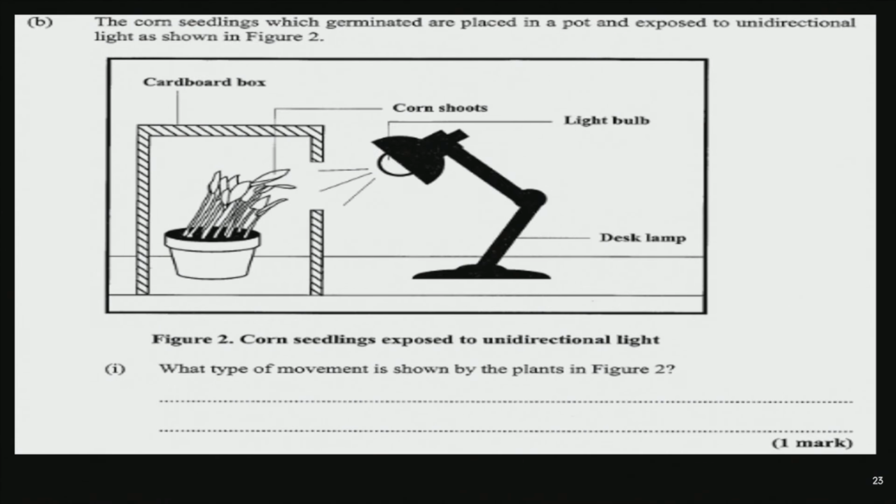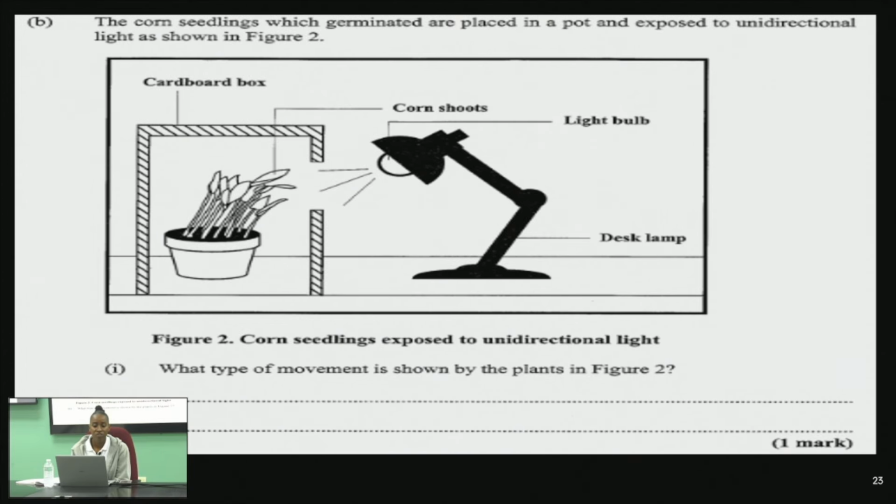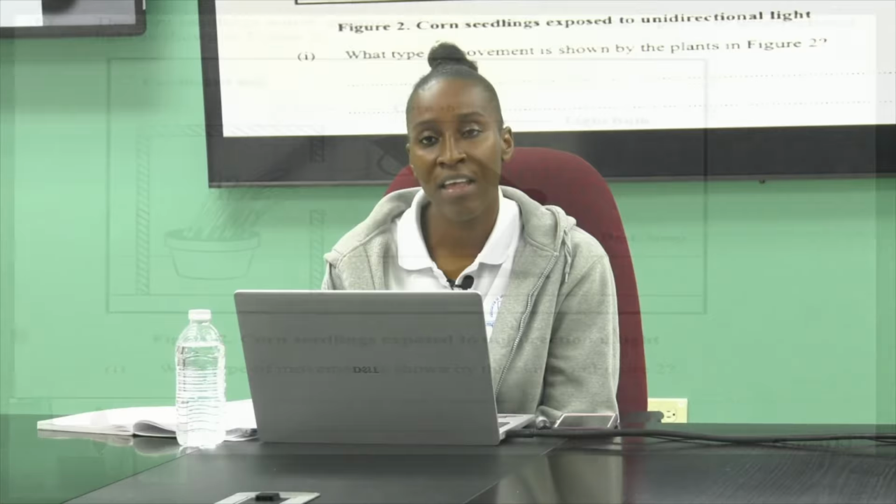Now, on screen, you're seeing another figure, which is another little experiment that was set up. And it asks you what type of movement is shown by the plant in figure 2. Now, we know that plants have 2 types of movement. They can have nastic movements, or they can have tropism. And we know an example of nastic movement, as we Jamaicans know, would be shame old lady or touch me not, when you touch them and they immediately close. All right, that is an example of nastic movement, meaning it's reversible.